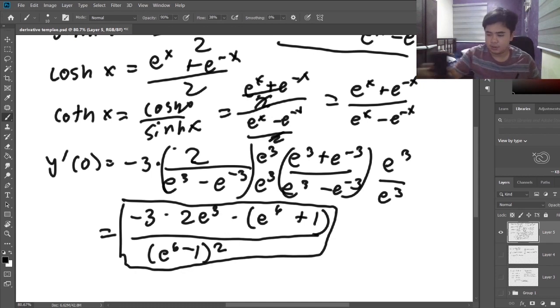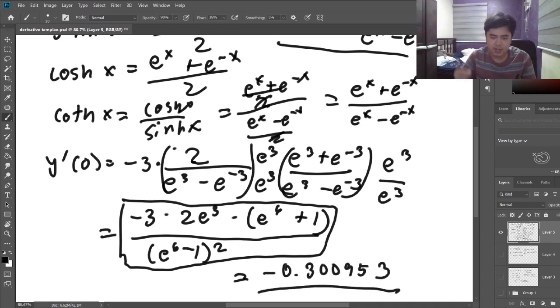Let's try using the calculator to find out what that is. Negative 3 times 2e^3 times (e^6 plus 1) divided by (e^6 minus 1) squared. The answer is around negative 0.300953. That is the calculator answer, but that is the more accurate answer.